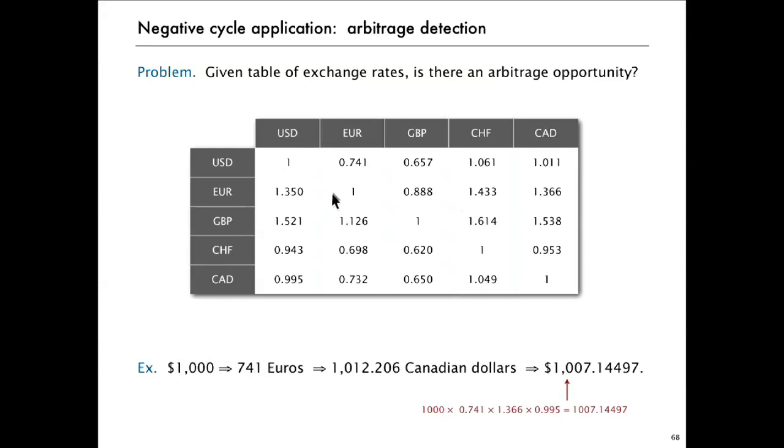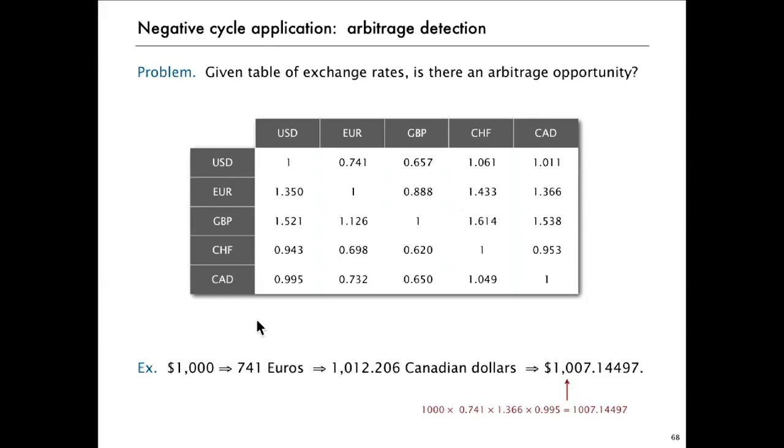Well, we can convert that $1,000 into 741 euros. So now, if we take those 741 euros and convert them into Canadian dollars, it works out that we get 1,012.206 Canadian dollars. And if we take those Canadian dollars and convert them back to US dollars, it works out that we have $1,007. Well, that's arbitrage, and that's interesting.